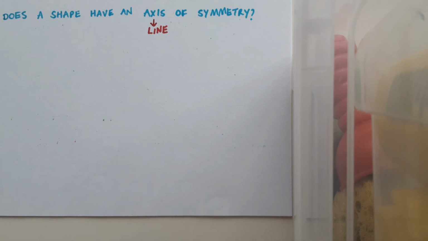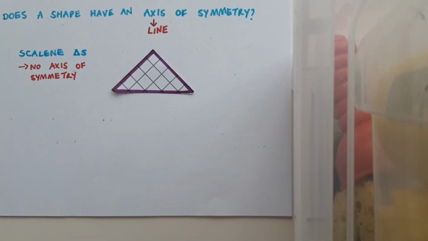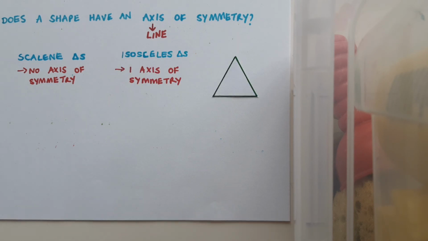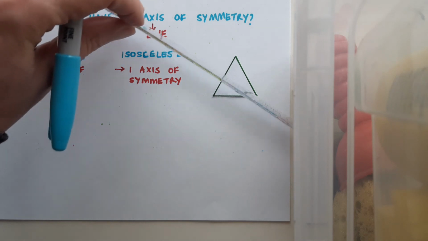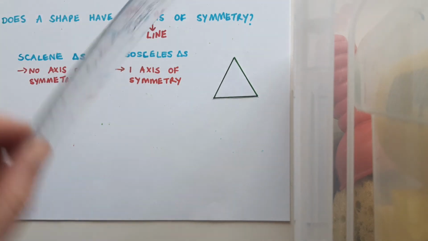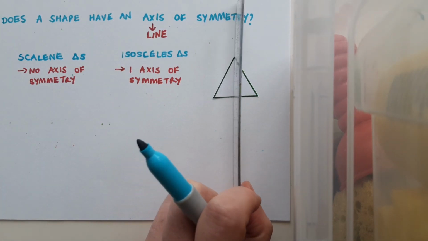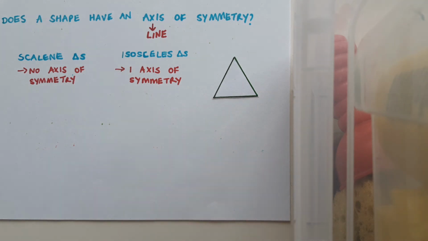Not every triangle has an axis of symmetry. Scalene triangles have no axis of symmetry. Isosceles triangles like this one have one axis of symmetry, whereas equilateral triangles like this one have how many axes, do you think? Well, they've got one, they've got two, they've got three axes of symmetry.